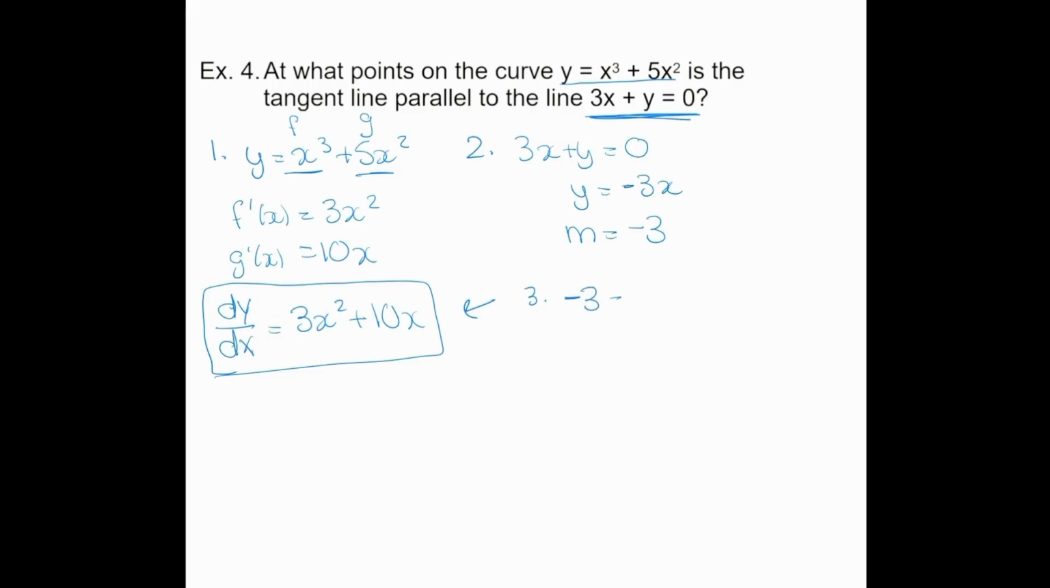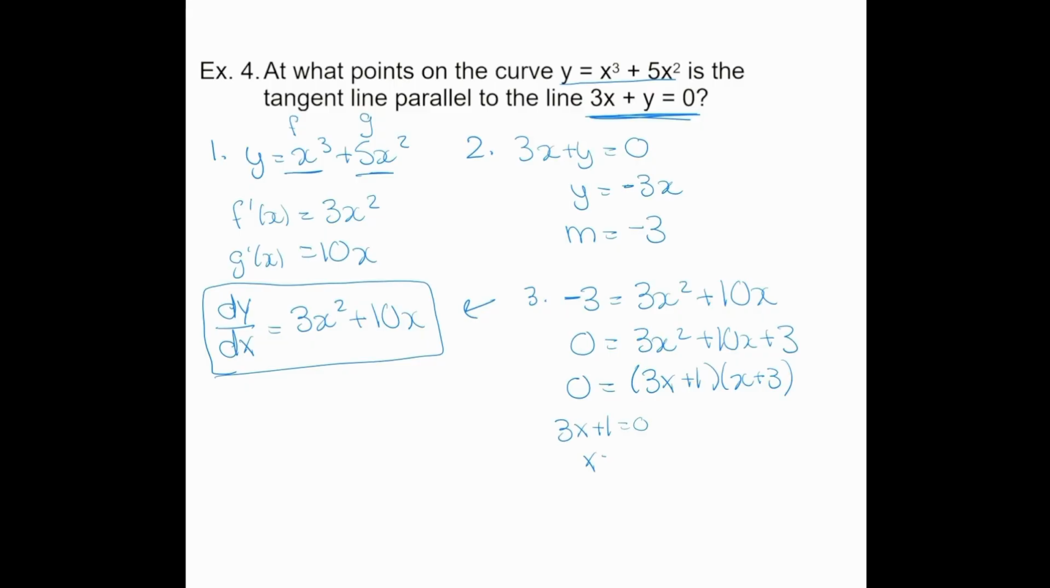So I am going to set my derivative equal to negative 3. So negative 3 now equals 3x squared plus 10x. I'm going to rearrange it to get it to equal 0. So 0 equals 3x squared plus 10x plus 3. Now I need to factor to find my x values. I'm just going to factor it. So 3x plus 1, and then x plus 3. So there's my factors. And then I'm going to set 3x plus 1 equal to 0.